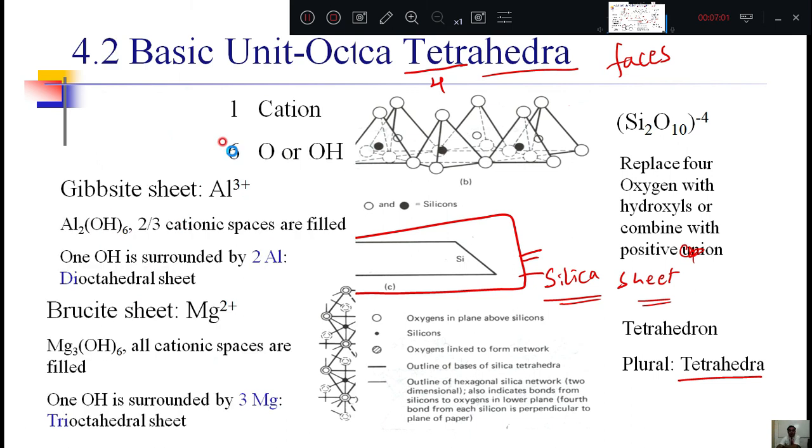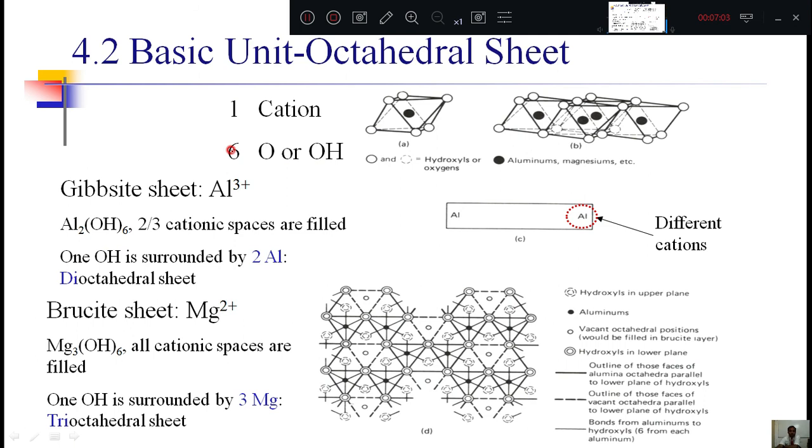Okay. Next one comes octahedral. Octa means how much? Octa means 8. Hedral means what? Faces. Sheet. Okay. Here this formation is 1, 2, 3, 4, 5, 6.